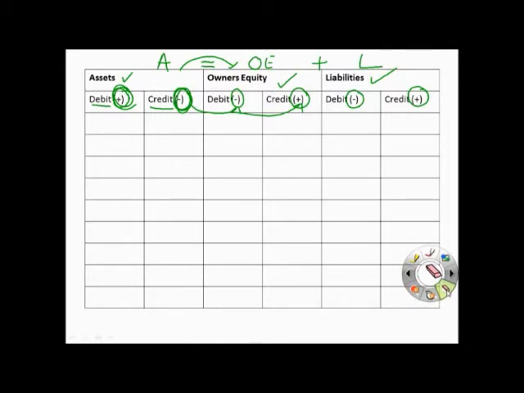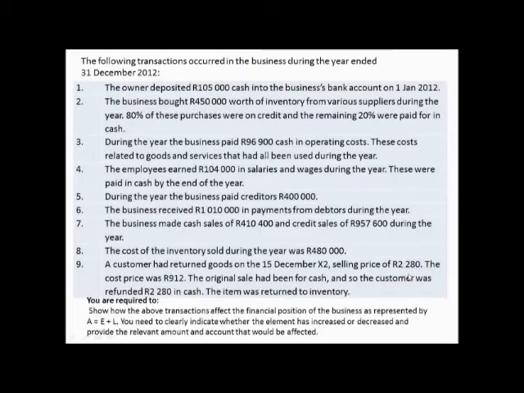So it's important that we know that distinction when tackling each one of the transactions that are going to follow. And this template helps us to guide between each one of the transactions. So let's now go look at the first transaction, and it says to us that the owner deposited 150,000 Rand cash into the business's bank account on the 1st of January.